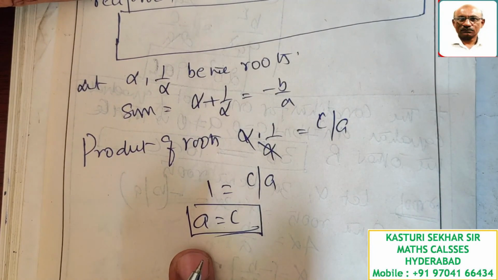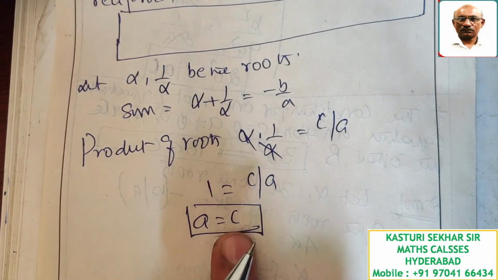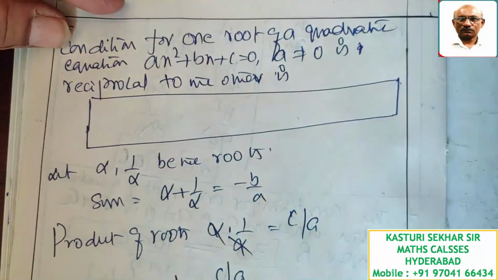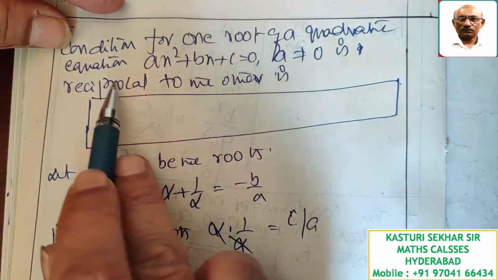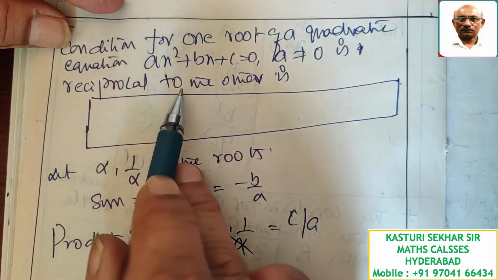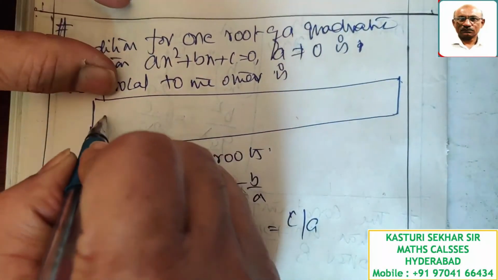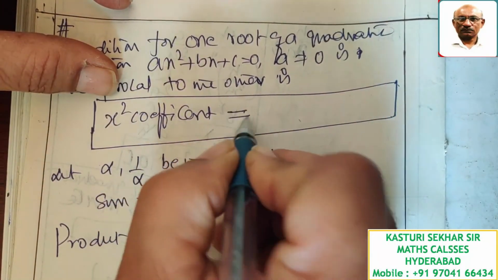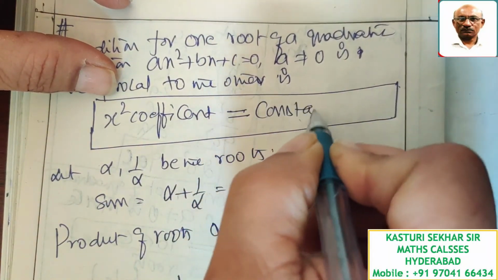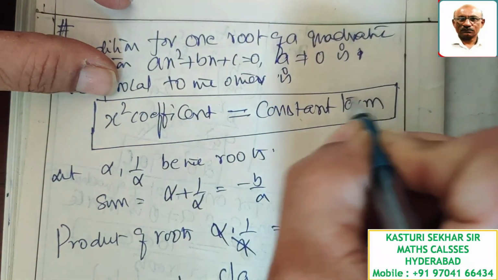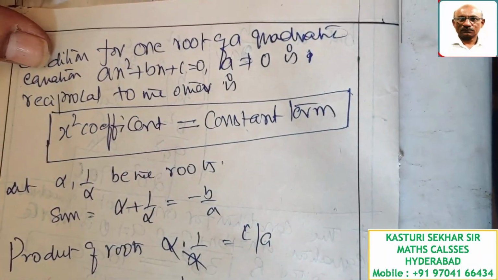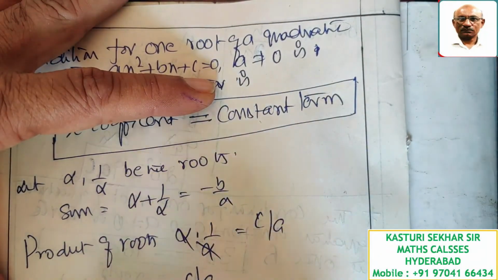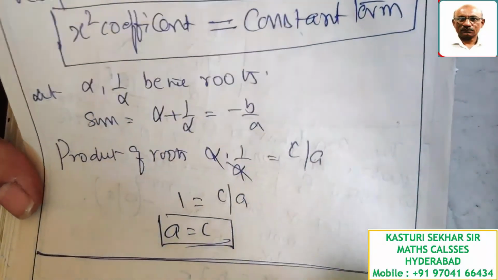But what is a, sir? X square coefficient. What is c? Constant term. So the condition for one root of a quadratic equation is reciprocal to the other is x square coefficient is equal to constant term. This is the relation we have.